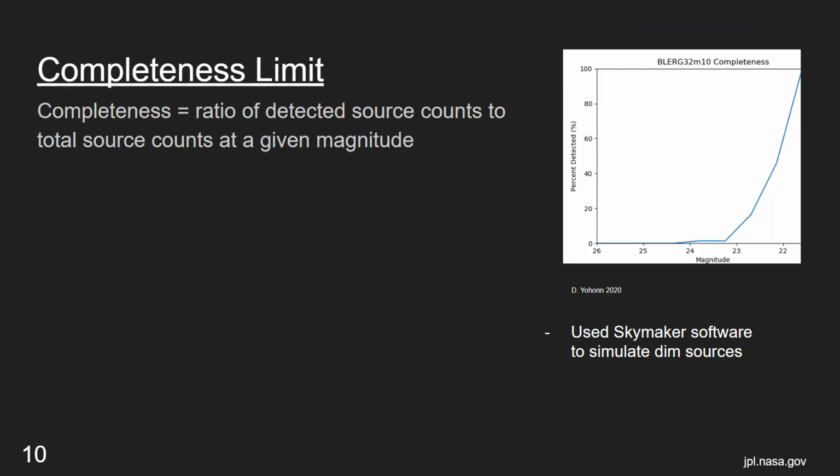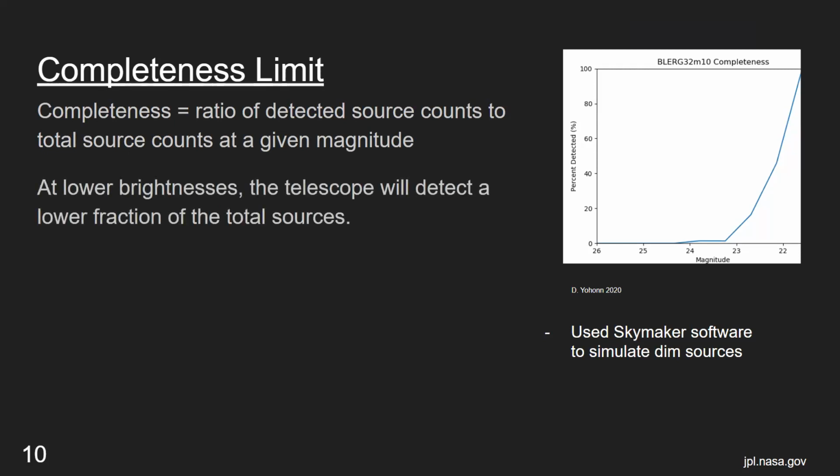So say you have 100 sources, but you can only see 80 of them, then you would have an 80% completeness. At lower brightnesses, the telescope will detect a lower fraction of the total sources. So this means you might see 50, say, stars per 100 stars that are actually there.